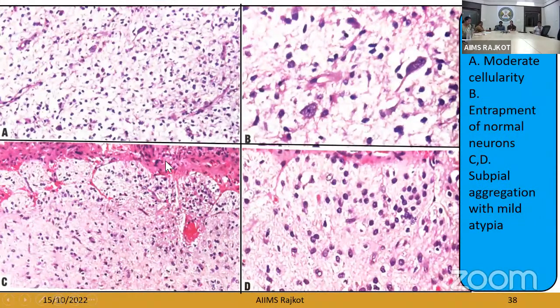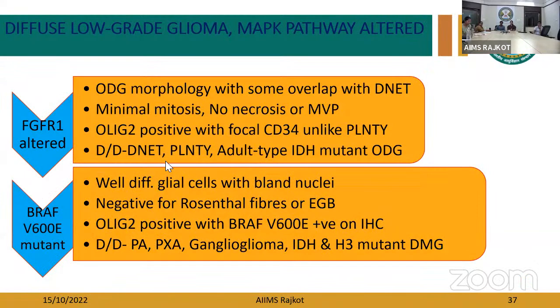BRAF mutant shows well-differentiated bland cells with bland nuclei. However, it is negative for Rosenthal fibers or eosinophilic granular bodies. So absence of Rosenthal fibers and EGBs helps to rule out pilocytic astrocytoma, pleomorphic xanthoastrocytoma, and ganglioglioma. This tumor is OLIG2 positive with BRAF positive IHC. Next.